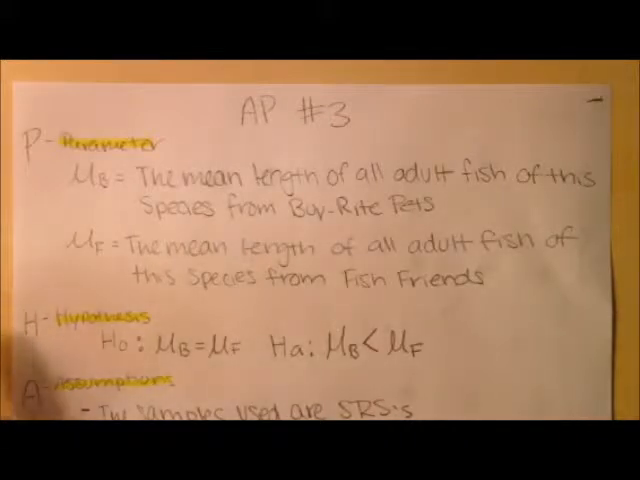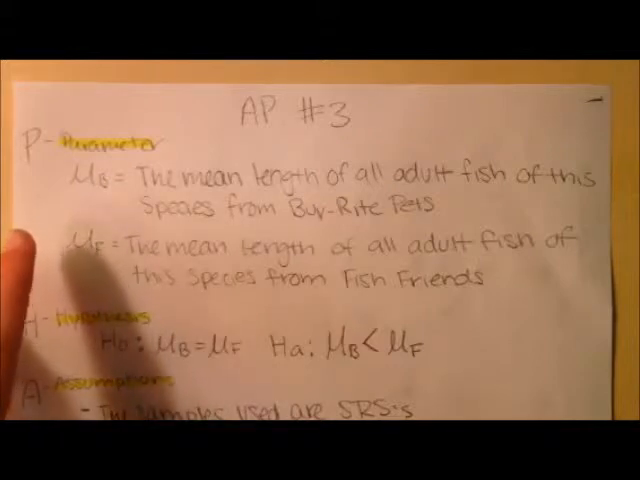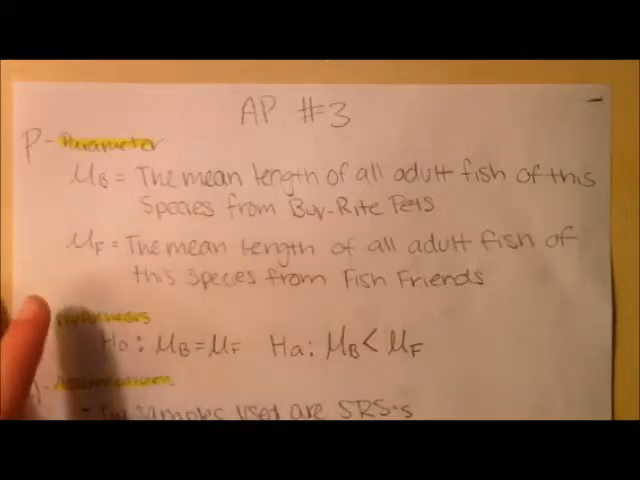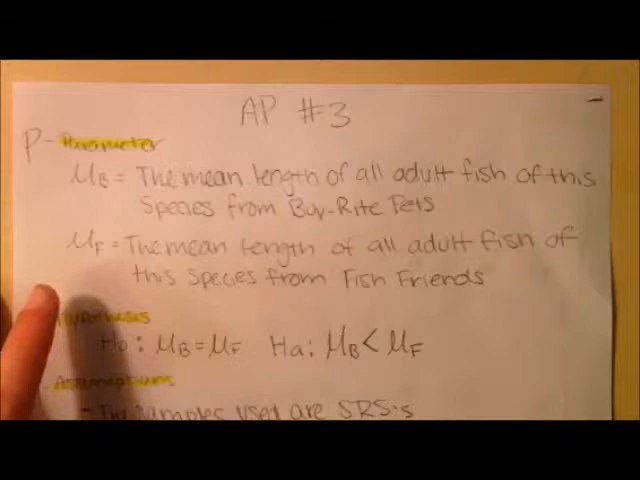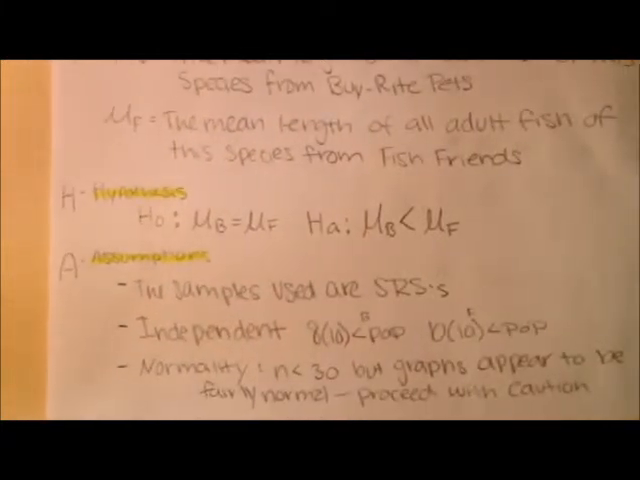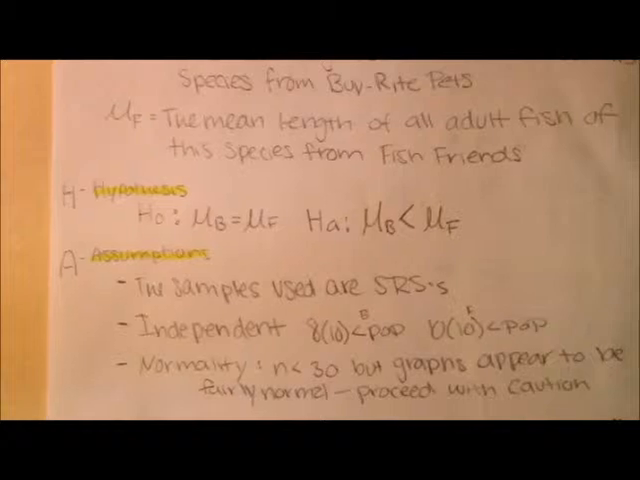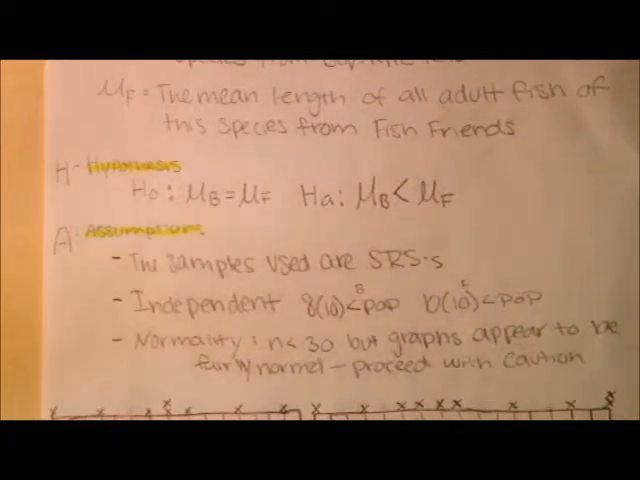So I defined mu of b as the mean length of all adult fish of this species from By-Right Pets, and mu of f as the mean length of all adult fish of this species from Fish Friends. From there we move on to H, we're stating our hypothesis. I said the null hypothesis would be that mu of b is equal to mu of f, and our alternate hypothesis would be that mu of b is less than mu of f.